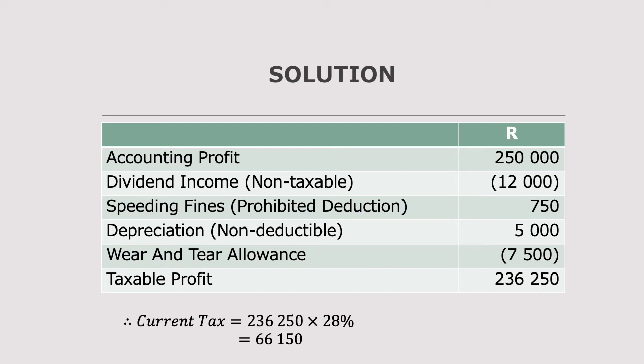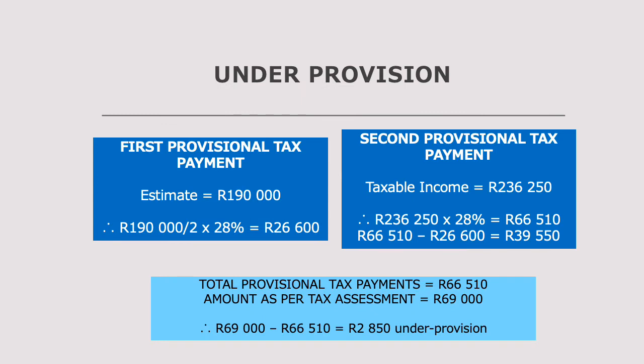So if we take the 236,250 Rand and multiply it by 28%, that then gives us current tax payable of 66,150 Rand. We now need to go and work out what our provisional tax payments were, as we know that these provisional tax payments actually reduce our current tax payable.